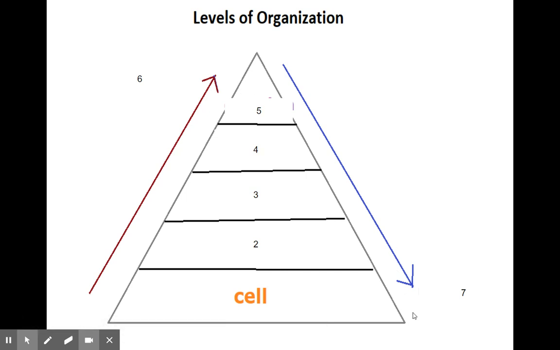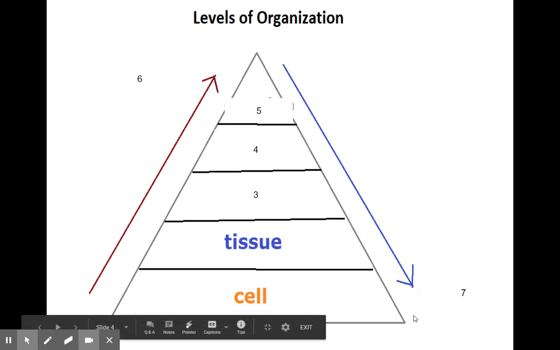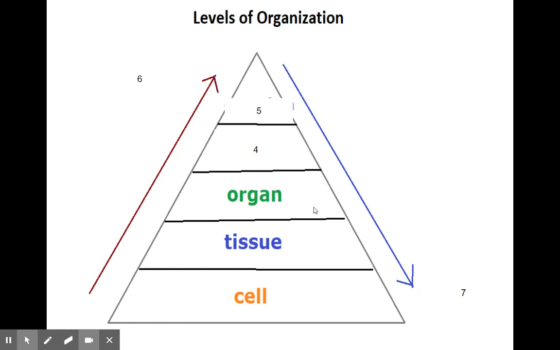Cells work together to make tissues. Tissues are working together to make organs. Different organs are working together for a similar purpose. Those are called organ systems. It's a system of organs. And then when all of the organ systems are working together, that's the organism.